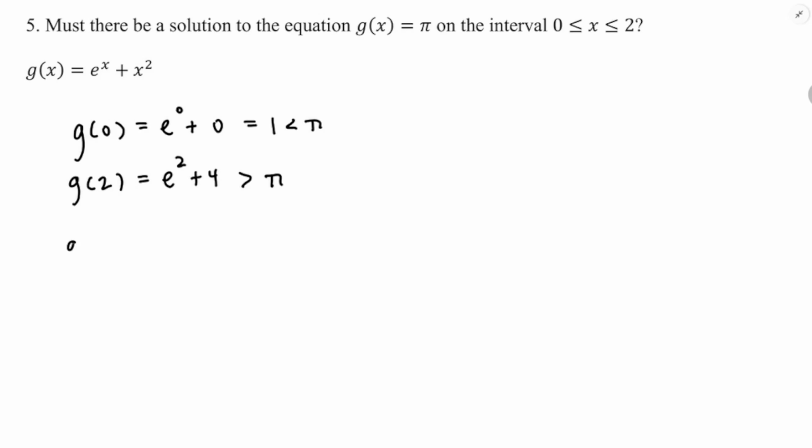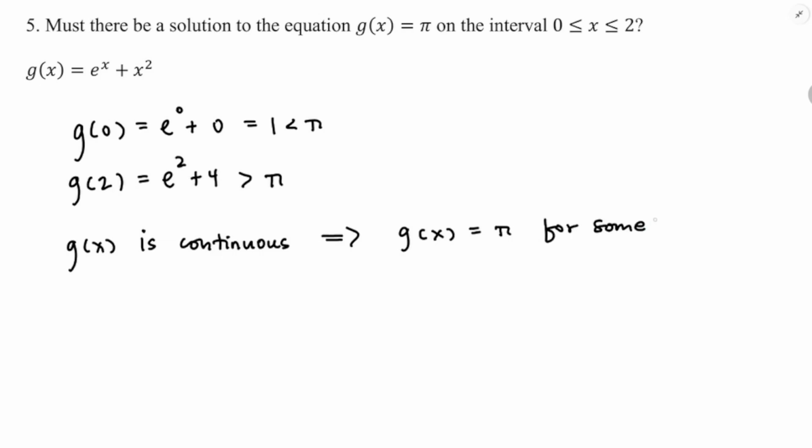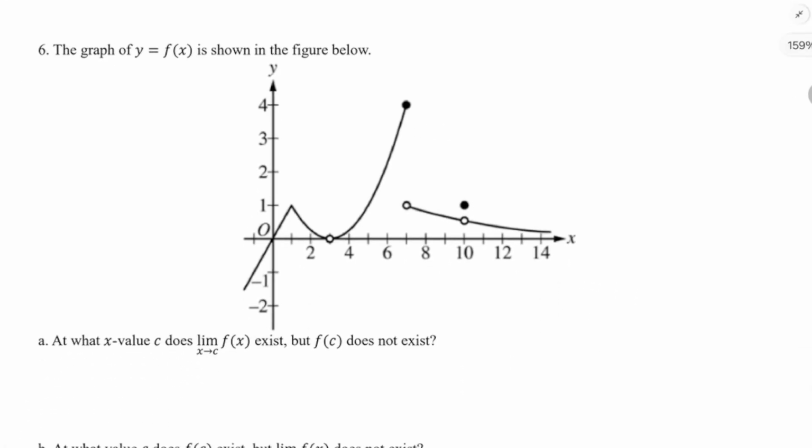So since g of x is continuous, and it is continuous because it's the sum of two continuous functions, as a result, yes, g of x must equal pi for some x in the interval 0 to 2. I know it's not going to be 0 or 2 because I just checked those values. I could eliminate those from consideration, but there's still a lot to consider.